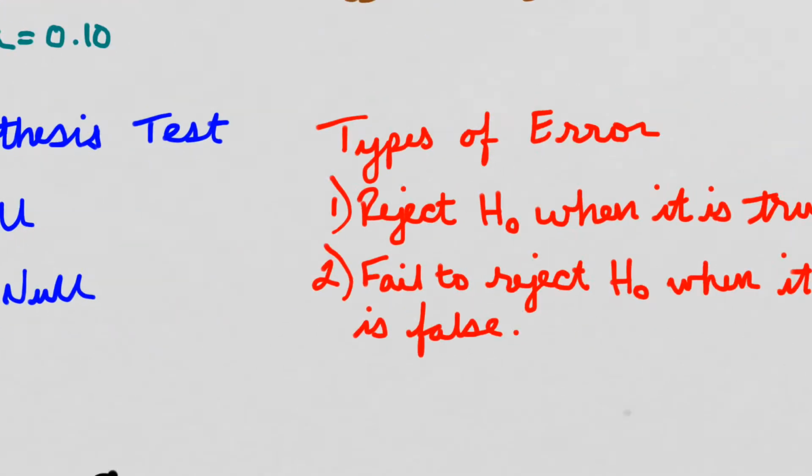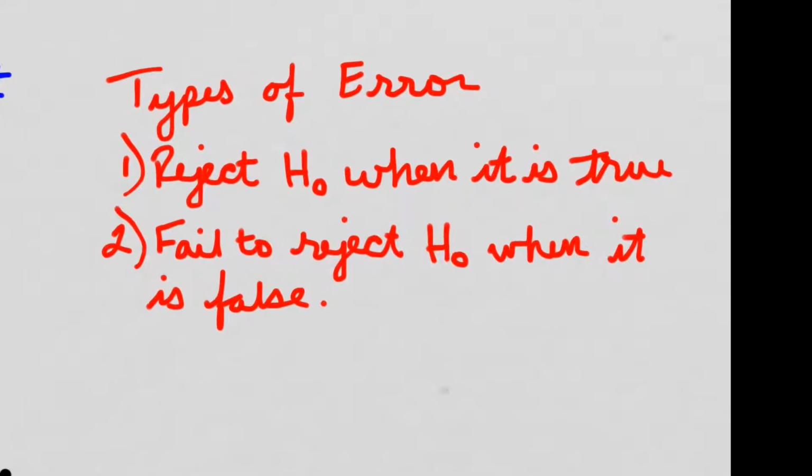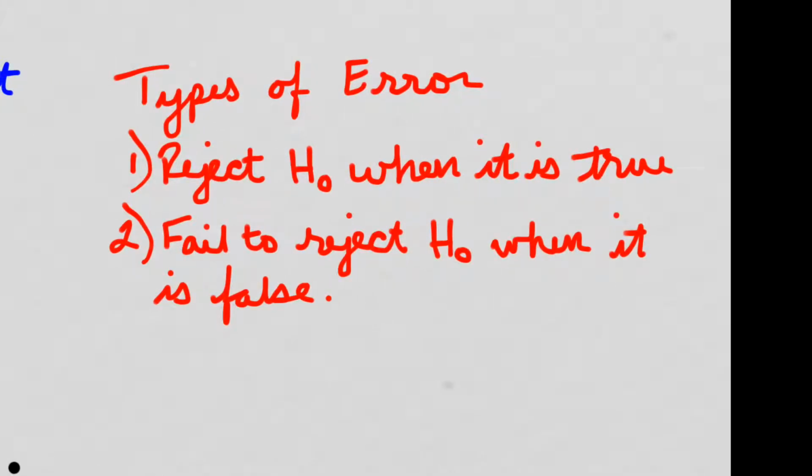Which leads us to the two types of errors that people make. The first type, type 1, is when people reject the null hypothesis when the null hypothesis is true. Type 2, the second type of error, is when they fail to reject the null hypothesis when the null hypothesis was false. So they can reject it when they weren't supposed to, or they can fail to reject it when they were supposed to reject it. These are both types of errors.